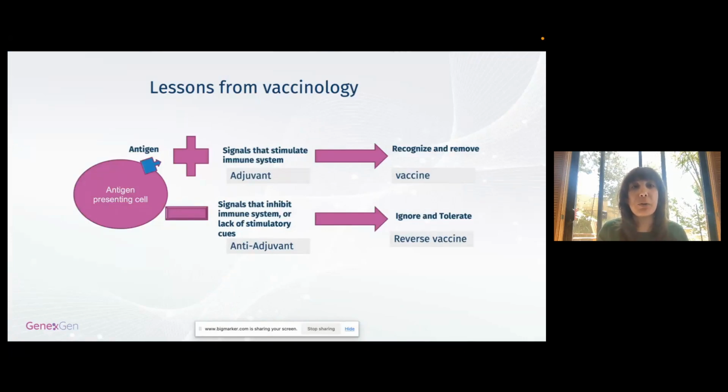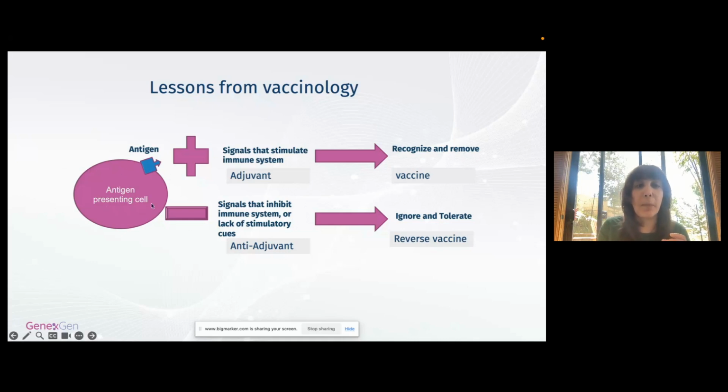So in order to tackle this problem, we focused on some lessons from vaccinology, the field of vaccines itself. Within the normal vaccine, and we're all familiar with the COVID vaccine, you introduce an antigen to the body, whether this is in the form of protein or other forms, like previously even killed viruses. You introduce the antigen to the body.